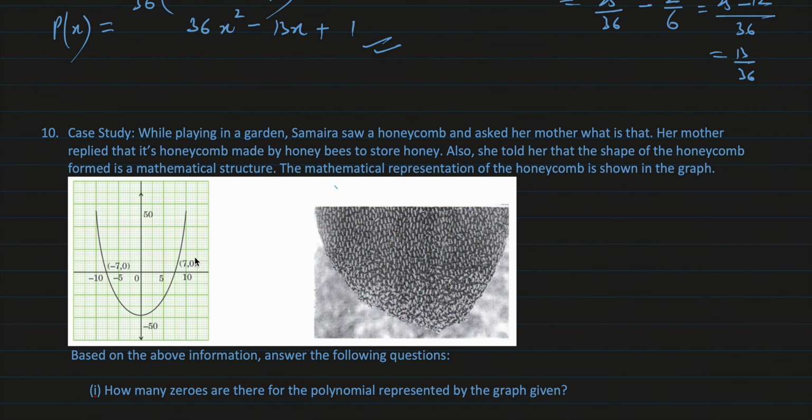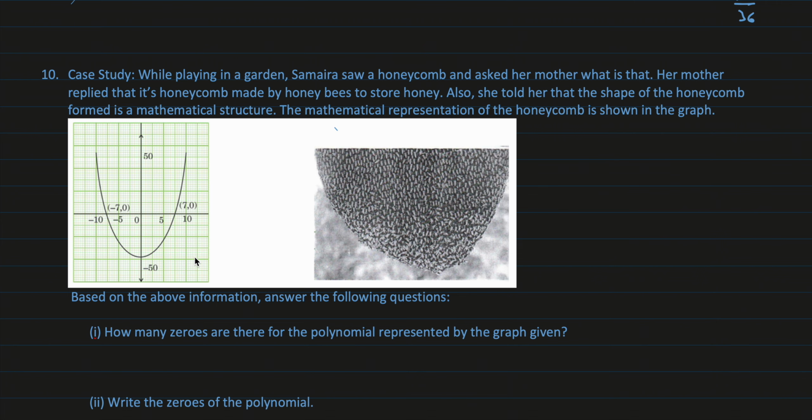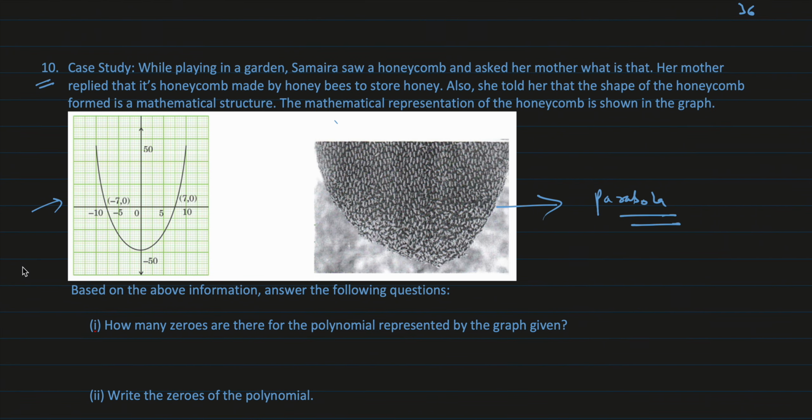Now let's move to this case study question. Case study. Question number 10. While playing in a garden, Samaira saw a honeycomb and asked her mother, what is that? Her mother replied that it's a honeycomb made by honeybees to store honey. Also, she told her that the shape of the honeycomb formed is a mathematical structure. The mathematical representation of the honeycomb is shown over here. So what does it represent? It represents a parabola, which in turn is a quadratic polynomial graph. Okay, so from the graph we have to answer the following question: how many zeros are there for the polynomial represented by the graph given.